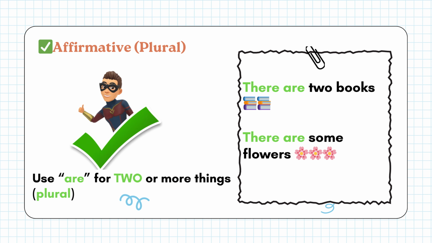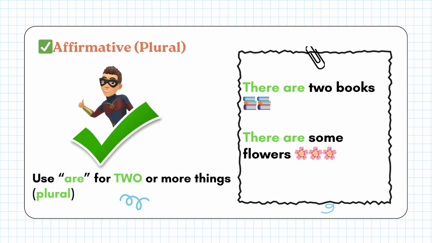When you want to talk about more than one item, use there are. There are 2 books. There are some flowers. Think about it. 2 books on a desk, a bunch of flowers in a vase. Are shows us there's more than one. Up next, how to say something is not there. Let's go.